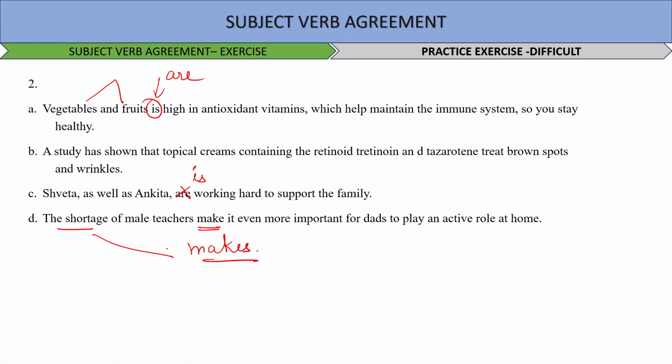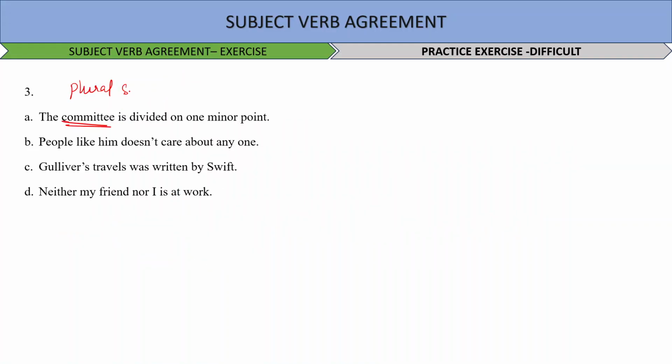Next sentence: the committee is divided on one minor point. You see this collective noun, committee, is being used as a plural subject. Why? Because they are divided on one minor point. So because they are divided, they will behave plurally and follow a plural verb, are. People like him doesn't care about anyone. People like him don't care about anyone.